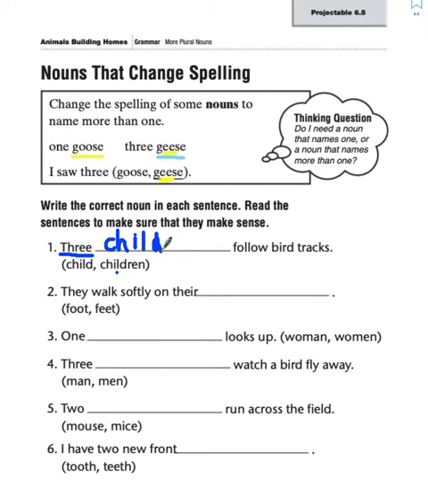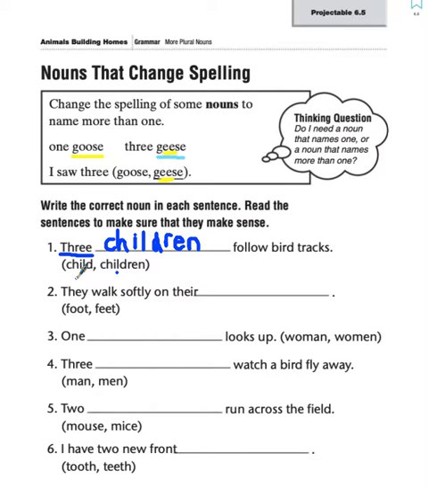Bear with me with my finger writing here. Sometimes my letters look a little scrunchy, but you can see how it's correctly spelled right here. And I'm going to read this sentence: 3 children follow bird tracks. That makes sense. Now, just to show you what it would sound like if I stuck the word child in there, let's see what that sounds like. 3 child follow bird tracks. That really doesn't make sense, does it? No. So that's why we want to say 3 children follow bird tracks.